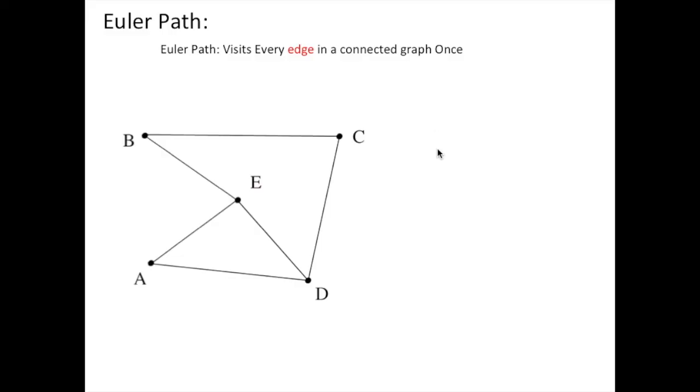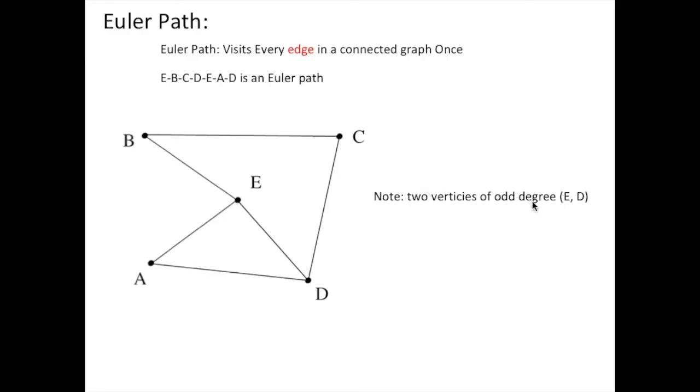So let's say we're going to start with E. We start with E, and then we go to B. And then we go to C. And then to D. And then back to E. So we haven't gone over the same edge yet, even though we've come back to E. Then to A, and then to D. We've traced over every single edge. So that's an Euler path.